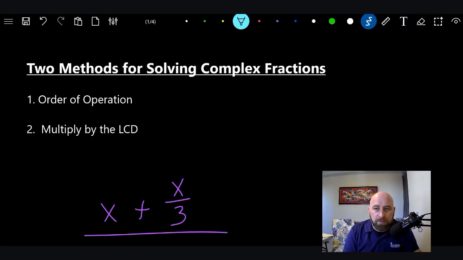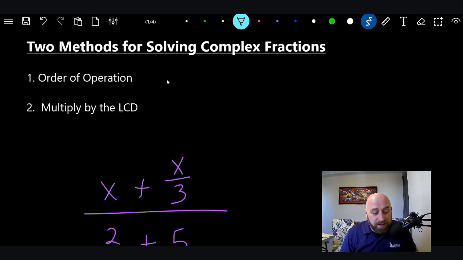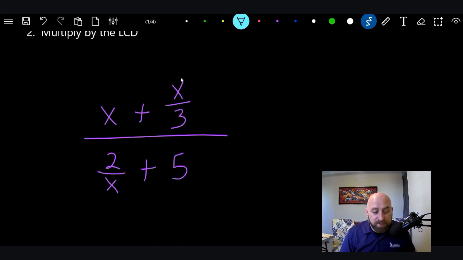It says two methods for solving complex fractions. We can do what's called order of operations, and we've been doing order of operations all year long. It's a little bit more complicated here in complex fractions, but it's not too bad. And then we can multiply by the LCD. That's my preferred method, but I'm going to show you both because maybe you will like the first one, and you can use either one that you like. You're going to get the right answer if you do it right. That's the key. If you do it wrong, you're going to get the wrong answer. If you do it right, you'll get the right answer.